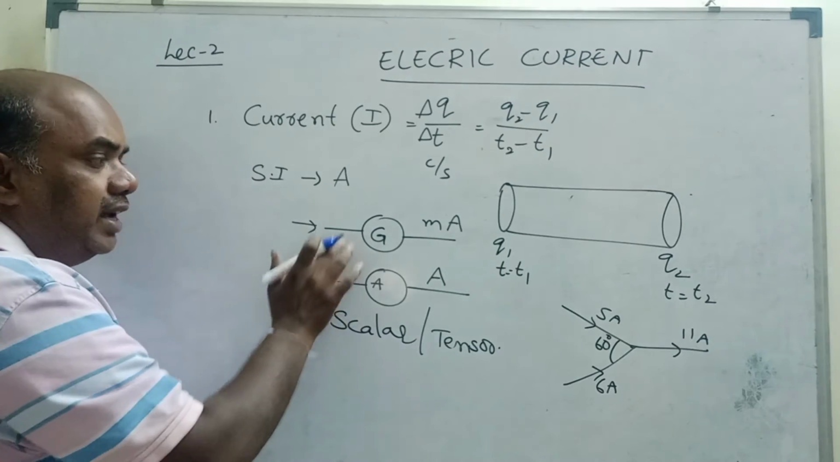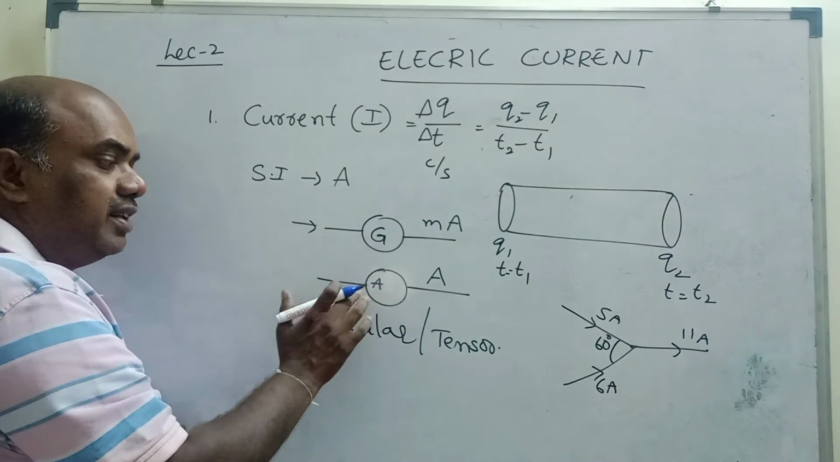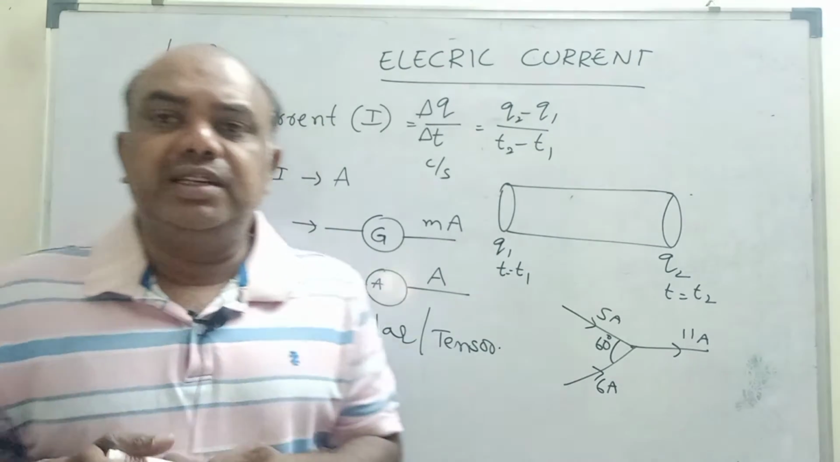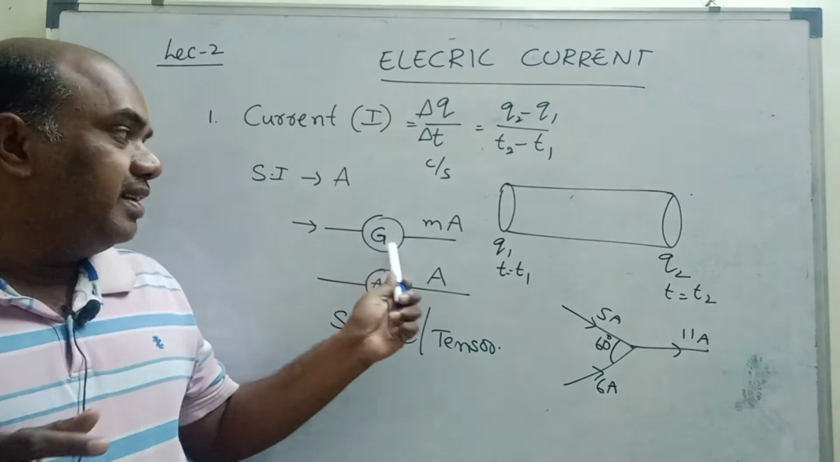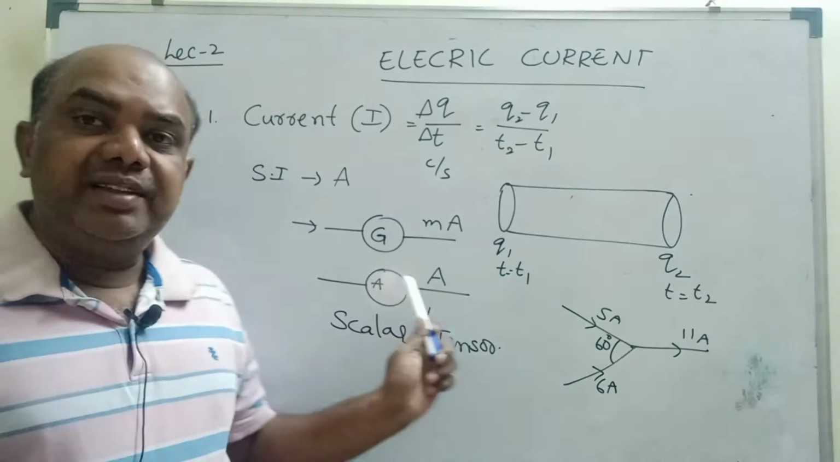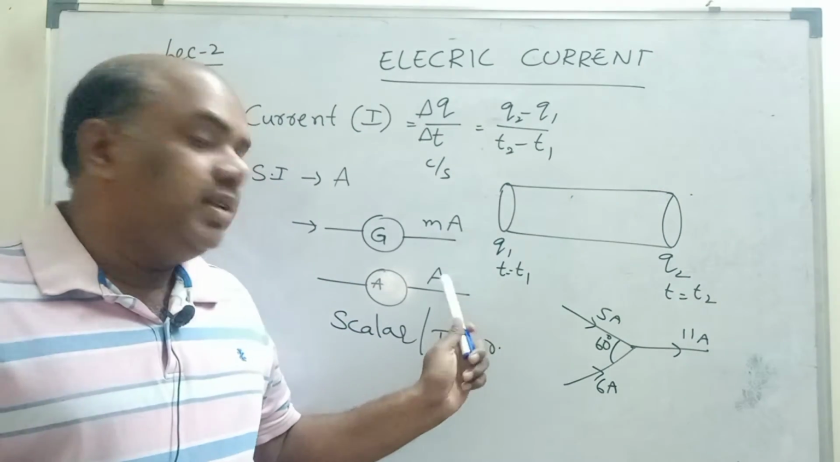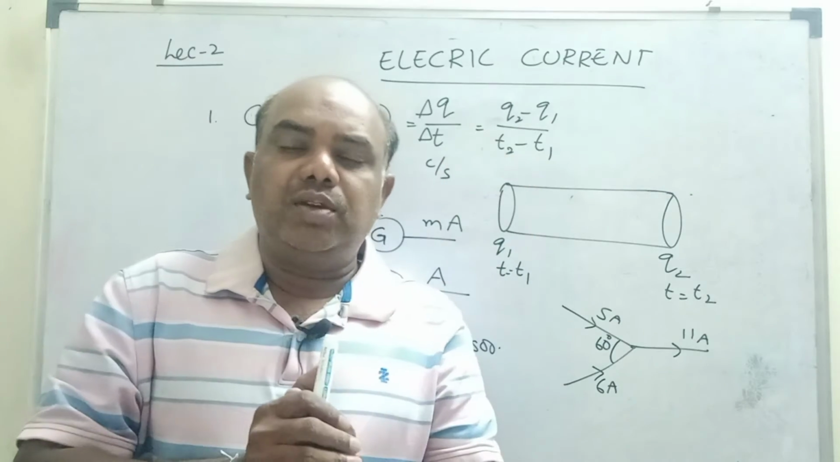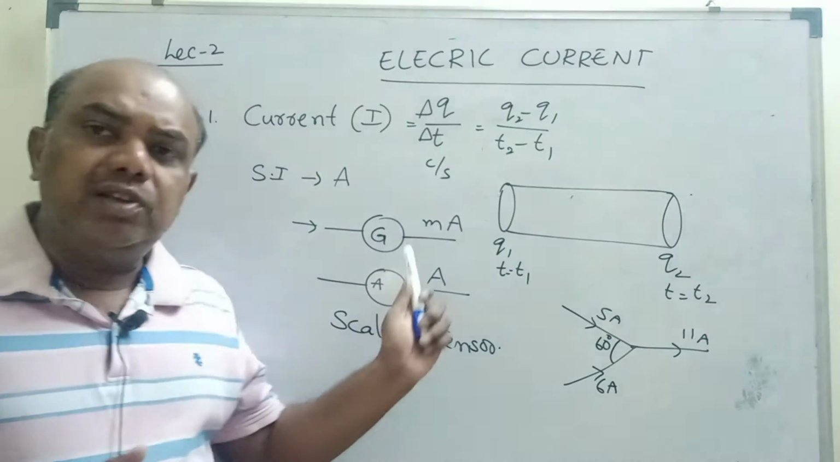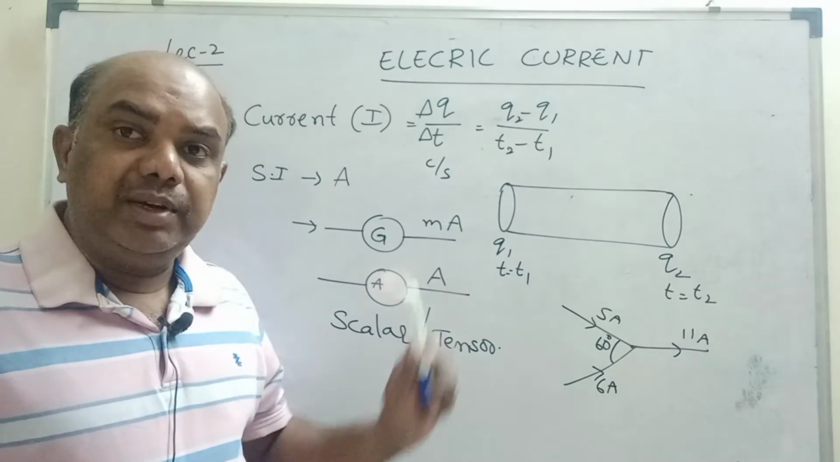To measure the current, we have two instruments: one is the galvanometer, one is the ammeter. The galvanometer measures current in milliampere, whereas the ammeter measures current in ampere. That means a large magnitude of current can be measured with an ammeter, and a small magnitude with a galvanometer.